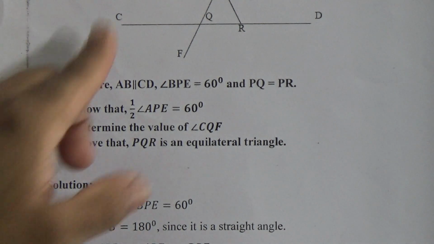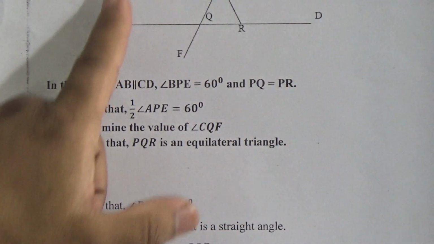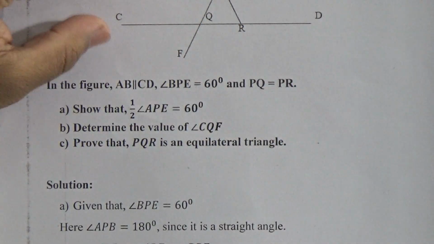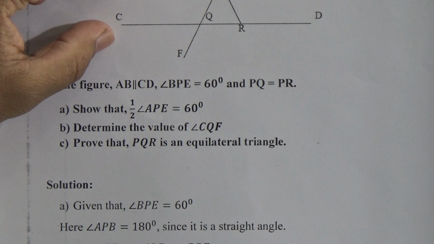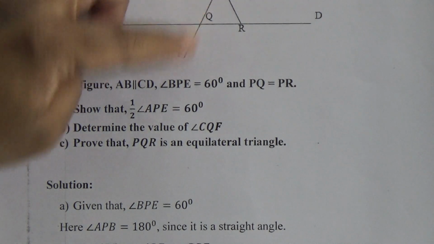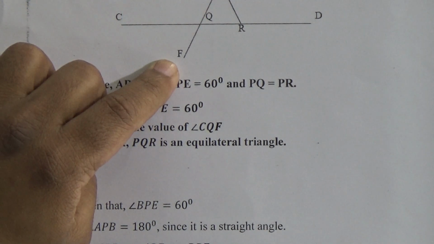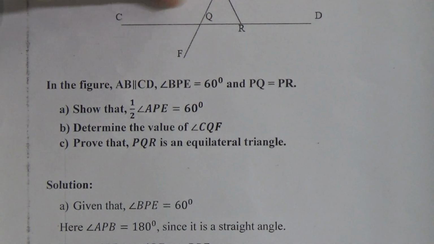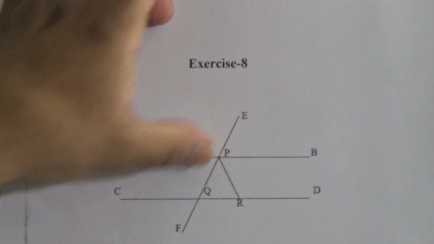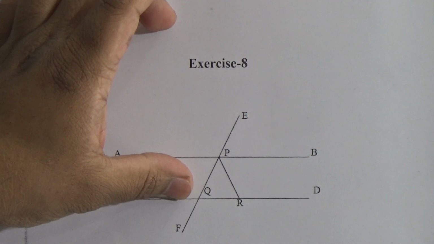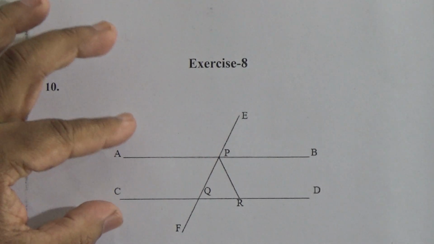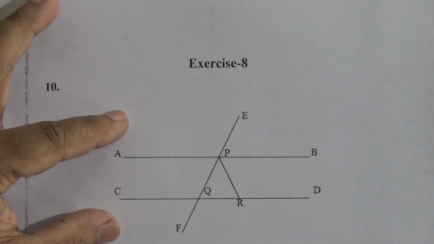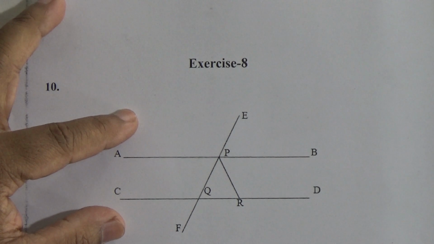The information says that the AB line and the CD line are parallel to each other, and this intersecting line EF is the transversal. This transversal cuts the AB line and CD line at P and Q respectively. So we can say that the corresponding angles are equal. Here, for this figure, the corresponding angles are equal and the alternate angles are equal.